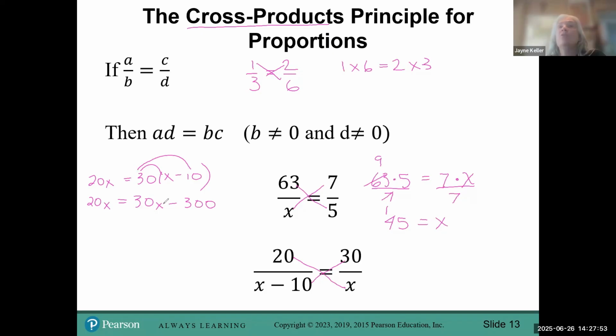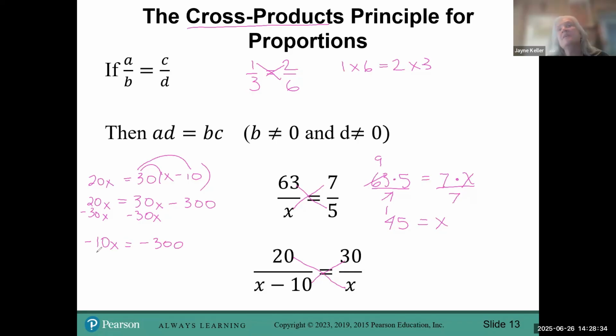And I want to make sure that I only have x's on one side. And since I have numbers over on the right side, let's get rid of the x's on this side and move them over to here. And the way we do that is we say, what's the opposite of 30x? Negative 30x. So I'm going to subtract 30x from both sides. On this side, I have 20x minus 30x. That's the same as 20 plus negative 30, which is negative 10x. Over here on the right side, the 30s cancel, positive 30, negative 30, and I'm left with negative 300.